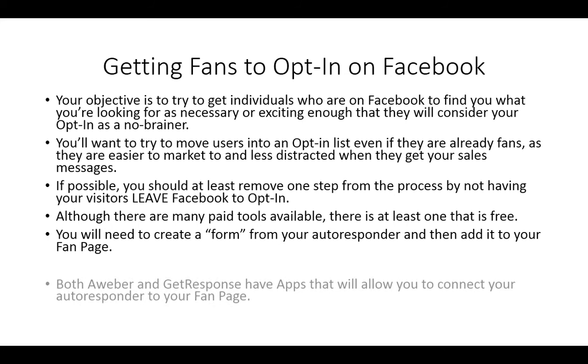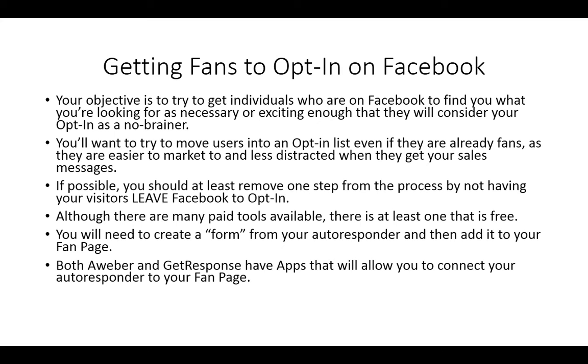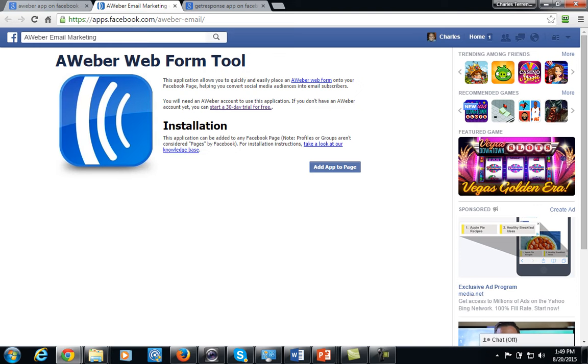Now, as a matter of fact, you're going to find that both Aweber and GetResponse have Facebook apps that will allow you to create your autoresponder, connect your autoresponder to your fan page. Let's take a look at those right now. This is going to be a fairly simple process of being able to go to the app page and really then just go through the steps.